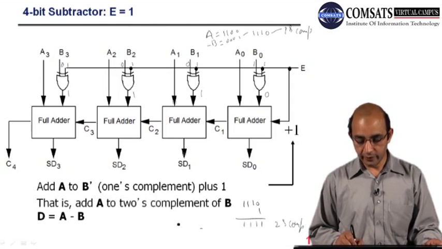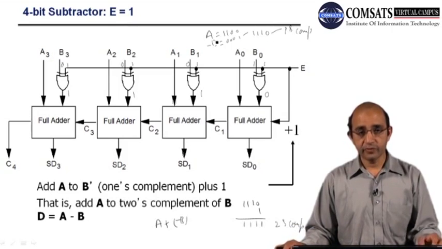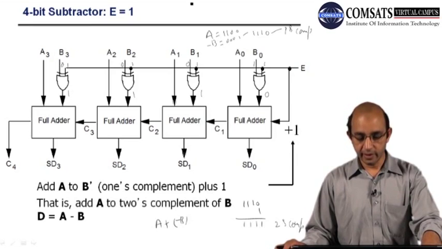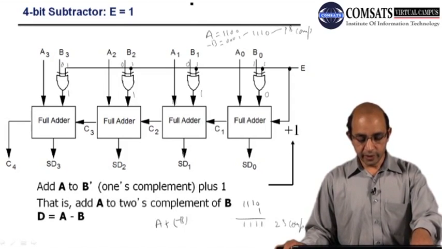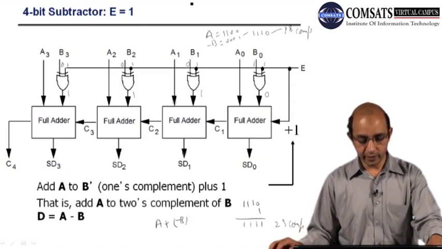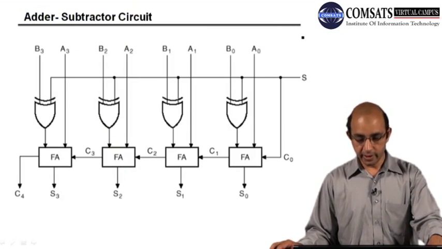So now I have minus b, and I can now perform the addition. The rest of the operation is the same as the addition. Due to this arrangement we can have subtraction. So you can see that A plus B's 1's complement plus 1 is always there, and we can have the difference represented by d0, d1, d2, d3. So this is the adder subtractor circuit.